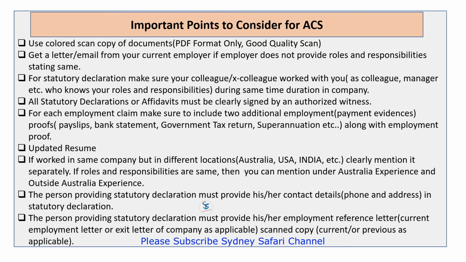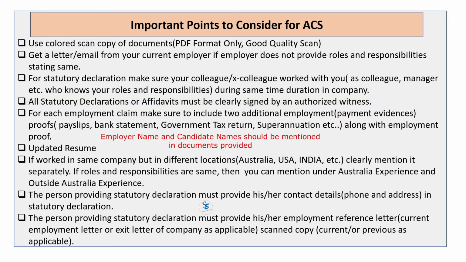For a statutory declaration, make sure your colleague, ex-colleague or manager worked with you and knows your roles and responsibilities during the same time duration in the company. It should not be like you are giving a reference of someone who joined after you in the company. I made a mistake, so I'm just informing you. All statutory declarations and affidavits must be clearly signed by an authorized witness. It means if you are in Australia, then it should be signed by a JP, Justice of the Peace, and the declarant has to go there and sign, and the Justice of the Peace also has to sign.